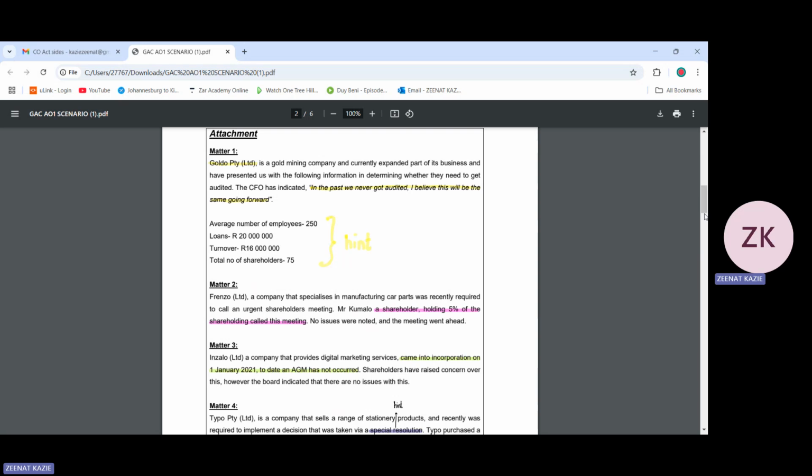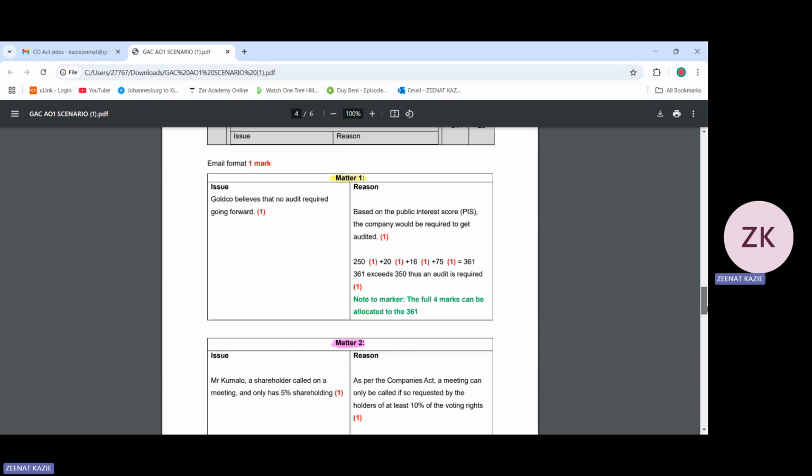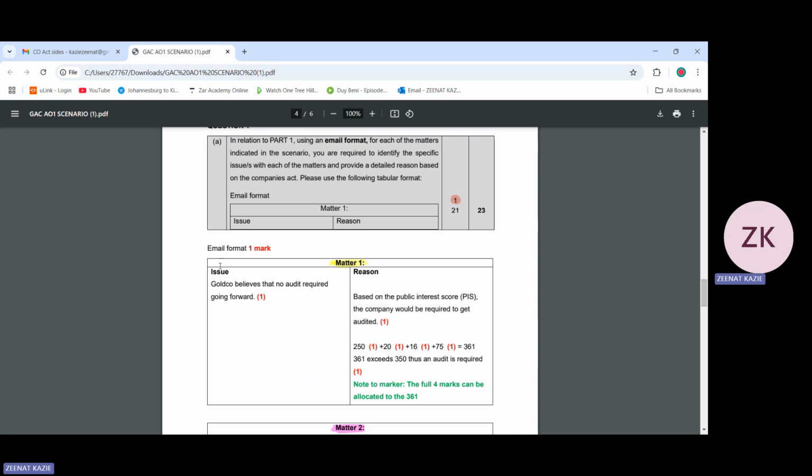So if we go to the solution for matter 1, see, issue: the company believes that no audit will be required going forward. The reason is based on the public interest score: the company would be required to be audited, and then they calculated the public interest score. If you guys can see, there's 1 mark for each of the amounts used for the public interest score. So you should know how to calculate that. It is in your slides. I am pretty sure it's in your slides. So you should be aware of how to calculate that.